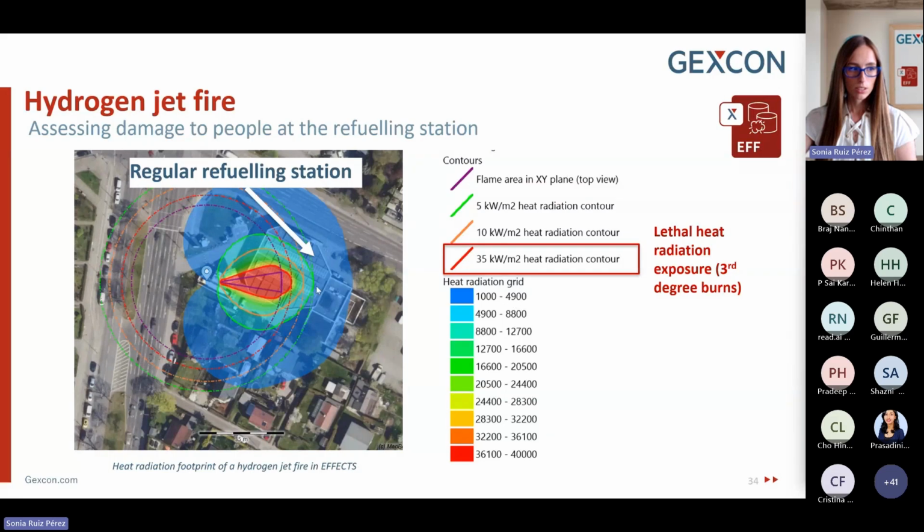For example, the red contour, this one over here, corresponds to the 35 kilowatt per square meter heat radiation contour, which represents lethal exposure. This means everyone within that area, everyone within this red contour, is at a higher risk of fatal injury. In a real-world scenario, anyone within this area would not survive the exposure to the heat radiation of this jet fire.